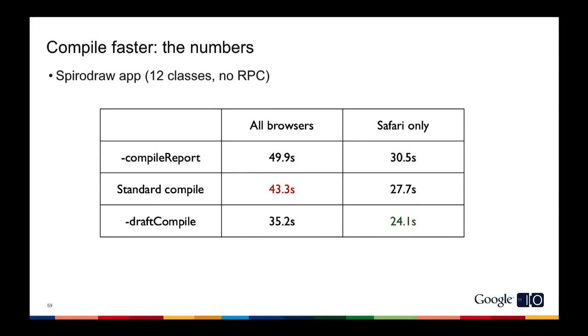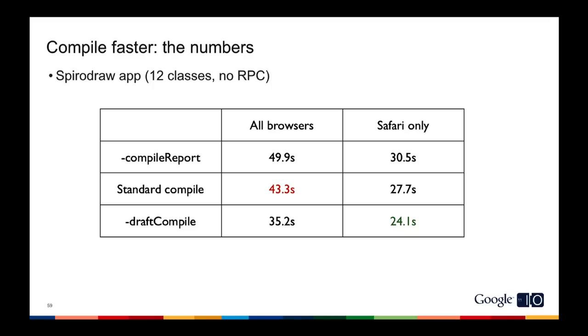So 12 classes, very simple app, but these are some numbers. I just went through and ran different combinations. So just a standard compile for all browsers was 43.3 seconds. If I did Safari only by restricting the user agent property, then that took it down to 27.7 seconds. If I do draft compile and Safari only, I could get it down to 24.1 seconds, so about half. So by just restricting the browser agent, which is a one-liner in your XML, and using the draft compile option, you can cut your compile time in half. And it'll be more dramatic the more permutations you have, of course.